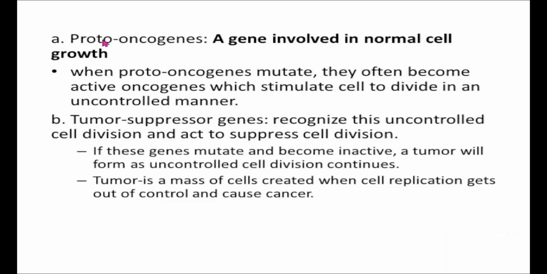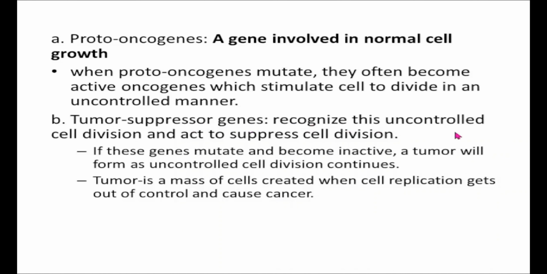The first gene is proto-oncogenes. Onco is for cancer. A proto-oncogene is a gene involved in normal cell division or cell growth. When these genes are mutated, they often become active oncogenes, which stimulate cells to divide in an uncontrolled manner. The cell will divide many times, and so it will cause cancer.